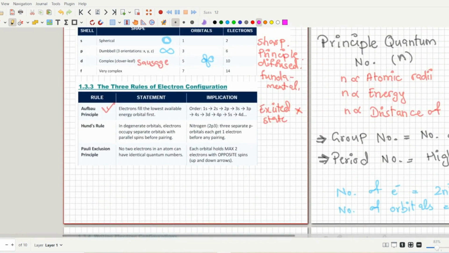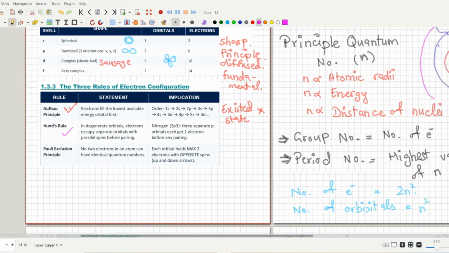That was about the Aufbau principle. The next principle that you have to study is Hund's rule. So what does Hund's rule tell you about?